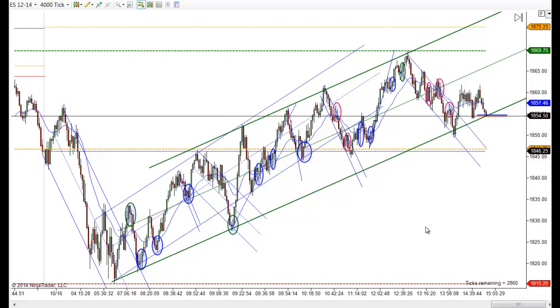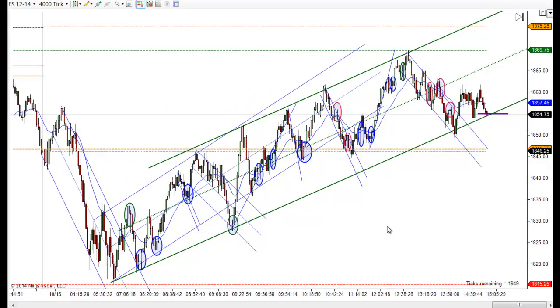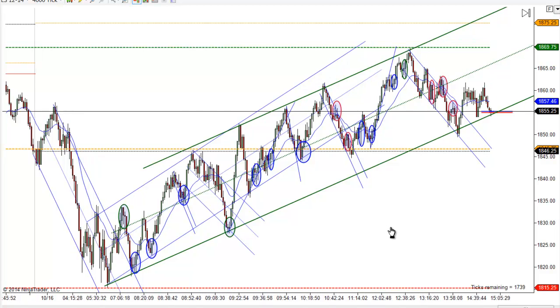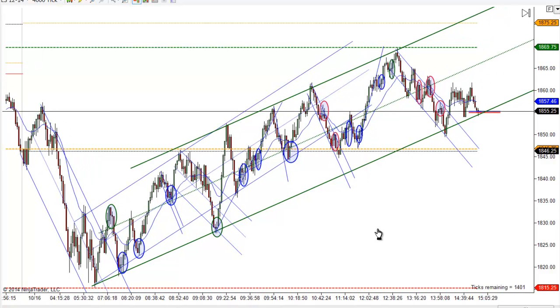And just more of the same today. It was all uphill today. We didn't get the afternoon sell-off that we've been getting lately. Actually, no, there's only about 10 minutes left in the day. And if you'll notice, this is a 4,000 tick chart.